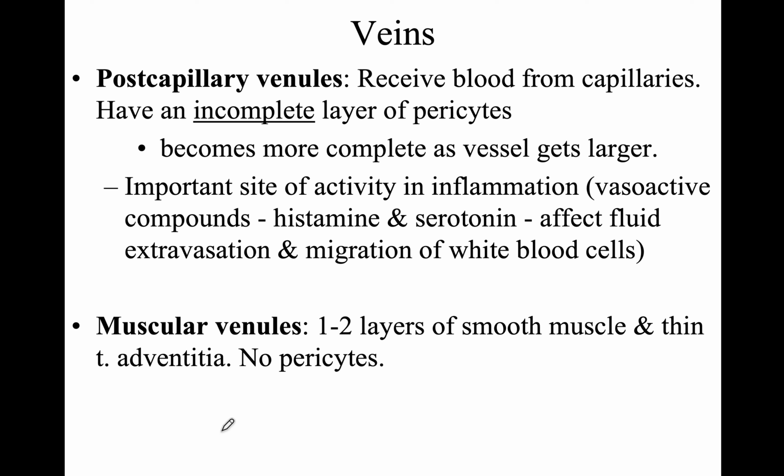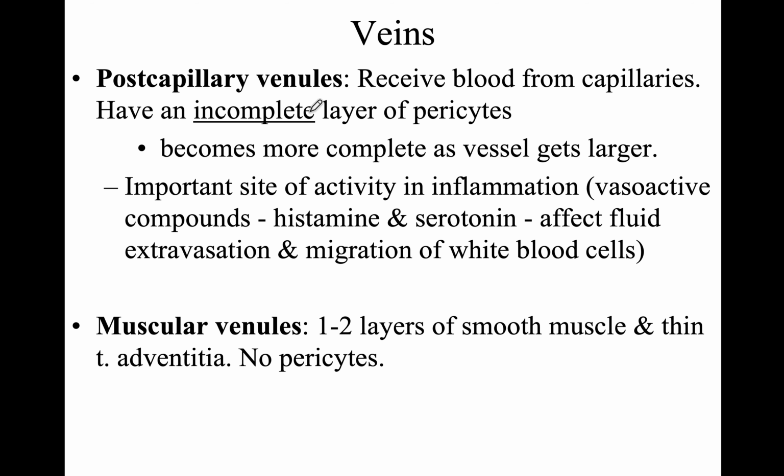The first vein formed after the capillary is called the post-capillary venule, which receives blood from the capillaries and has an incomplete layer of pericytes. Later, these venules will have a complete layer of pericytes, and later, these pericytes will be replaced by smooth muscle. Then this vein will be called a muscular vein.